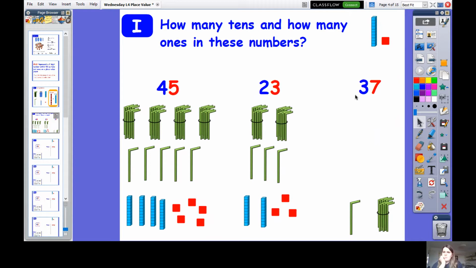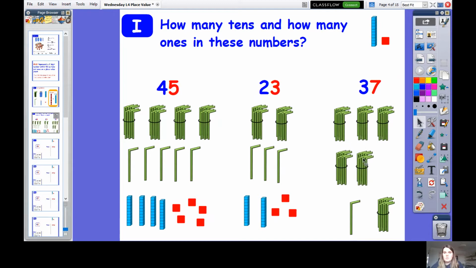What about this last one? How could I represent this last one using my straws? What is the number? 37. The number is 37. How could I represent 37? I need my 10s. How many 10s do I need? 3 10s. Very good. I need 1, 2, 3. Perfect. And how do I represent my 1s? I get 7 1s.